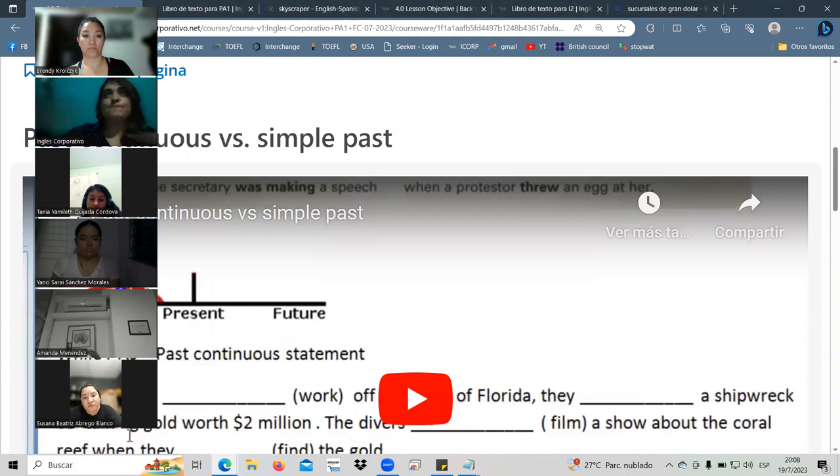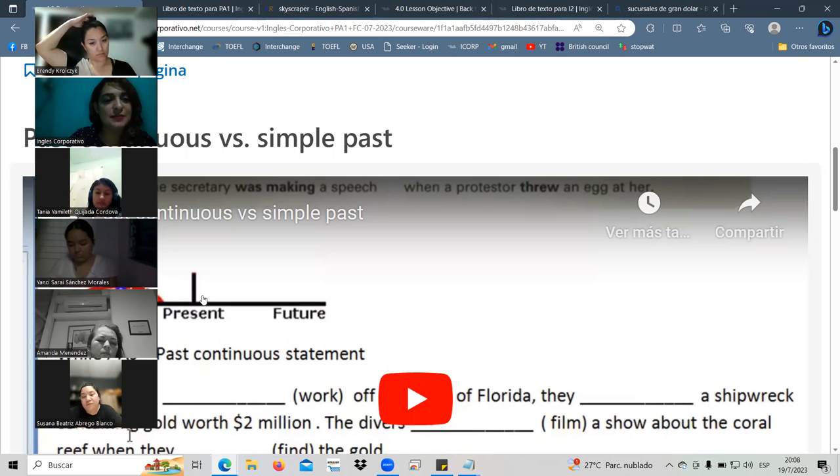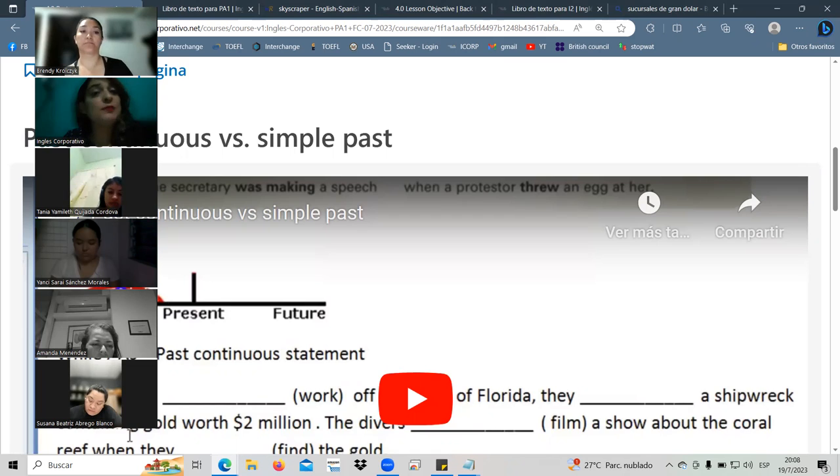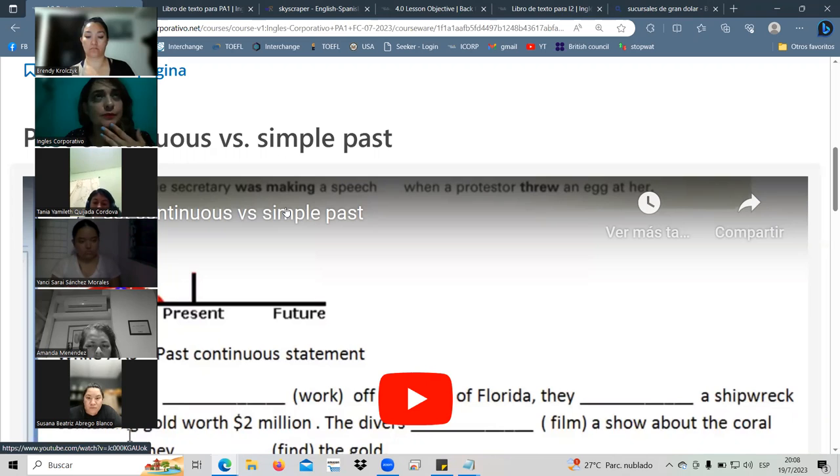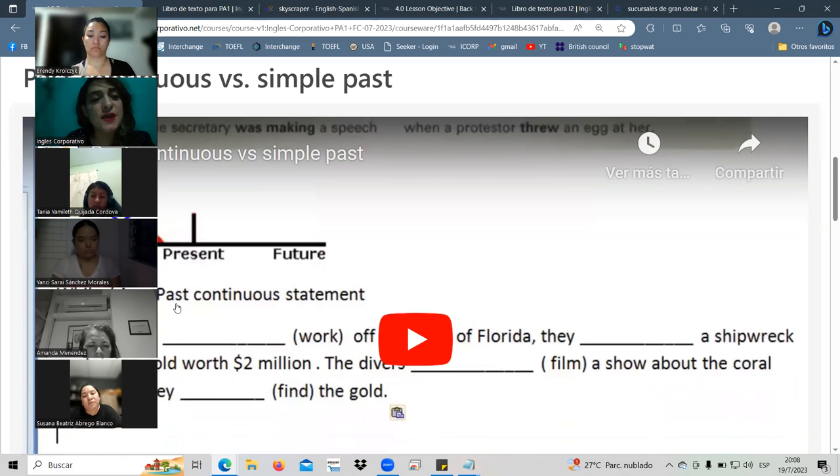We have a timeline, línea de tiempo, right? And if we look here, this is the present, and this is the past, something that was completed and finished. But when we're talking about a past continuous, the action was more extended, right? It was in progress, and most of the time we use two words to contrast the past continuous with the simple past. What are those words? Can you see them here?